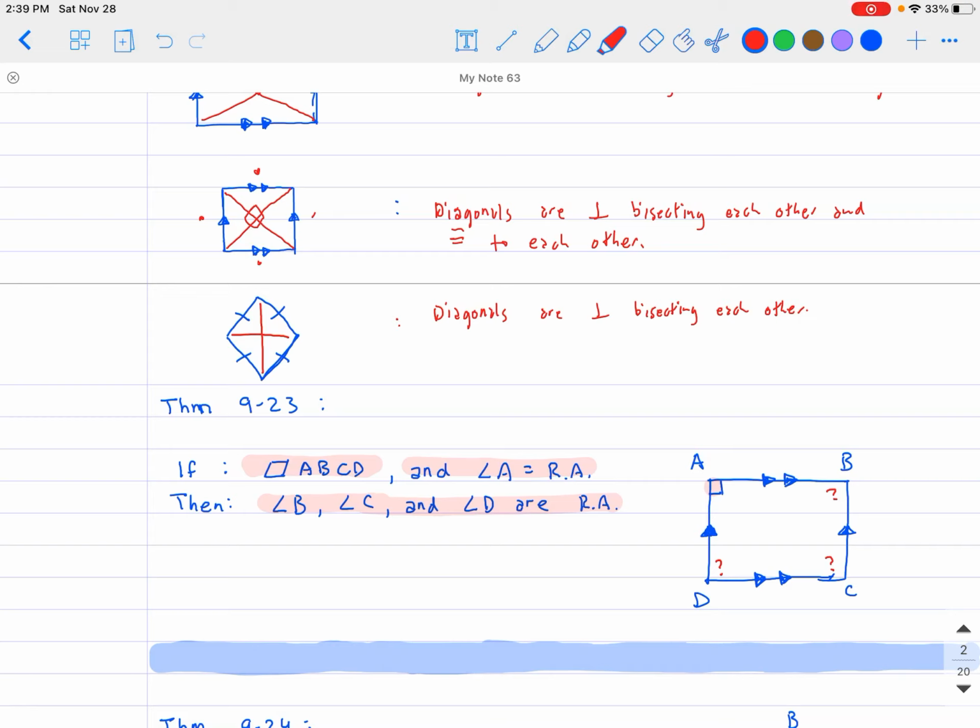That's what we're trying to prove. The only thing that we have to work off of is that it's a parallelogram and that one of the angles is a right angle to begin with. Well, let's go ahead and see how we can actually prove this.